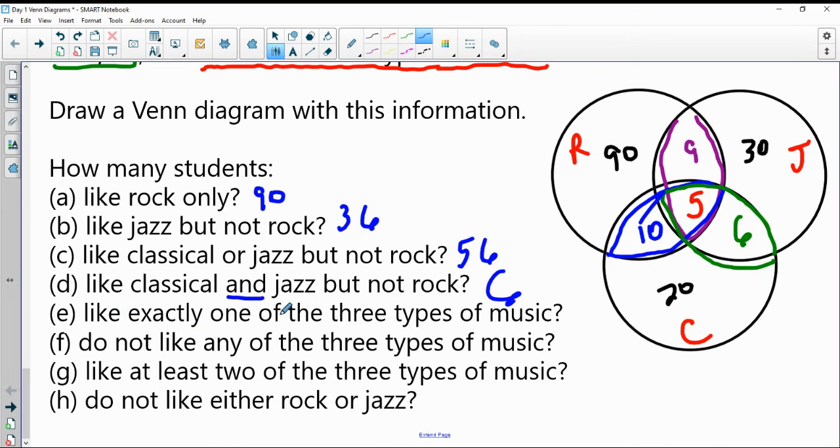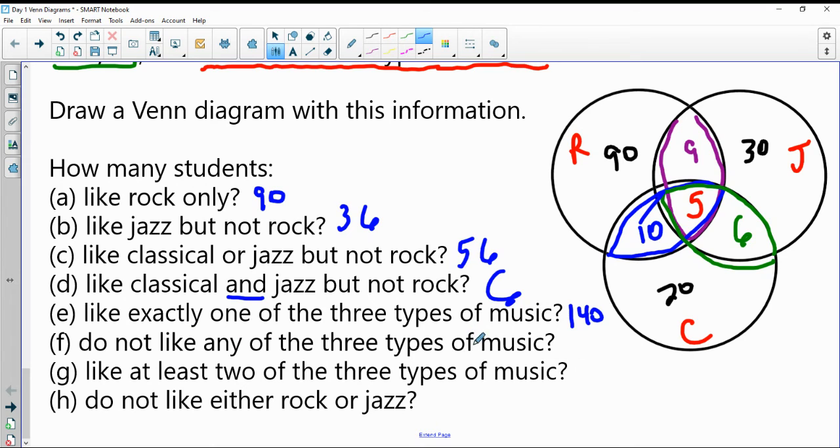Okay, like exactly one of the 3 types of music. So only one of the 3 types of music. This person, the 90, only likes rock. 30 only likes jazz. 20 only likes classical. So add those up: 20 and 30 is 50, and 90 is 140.